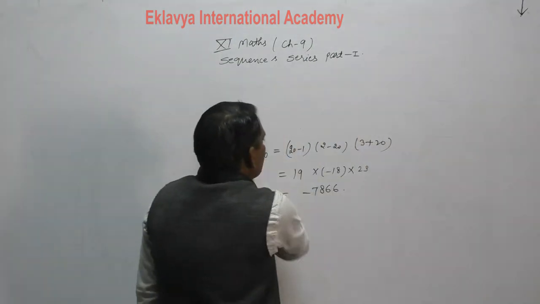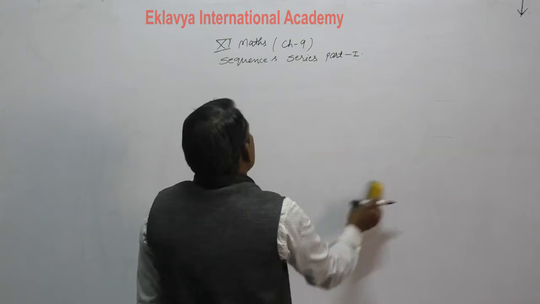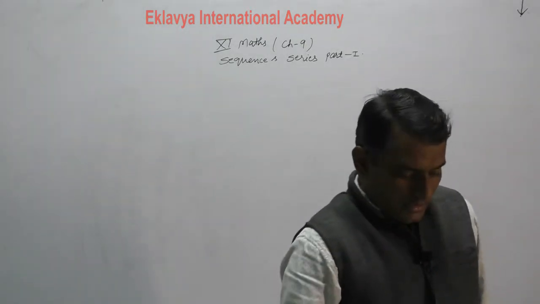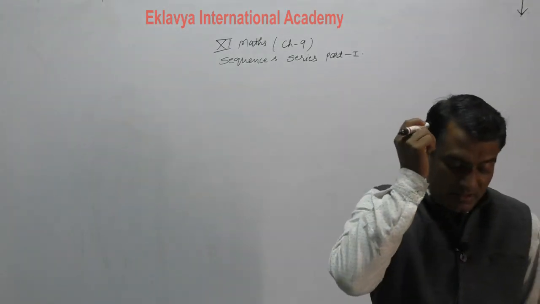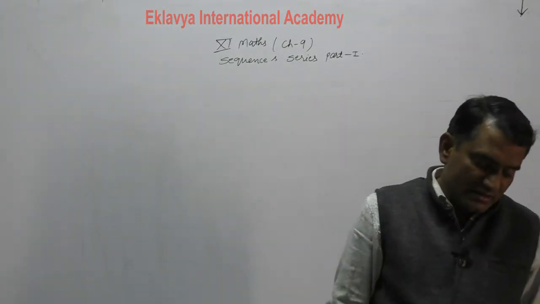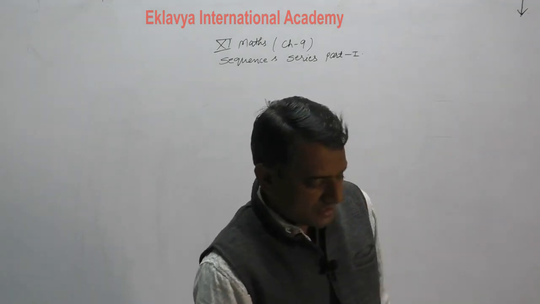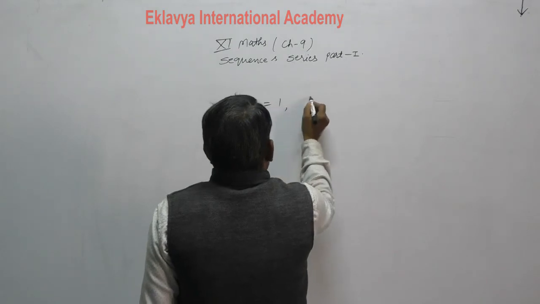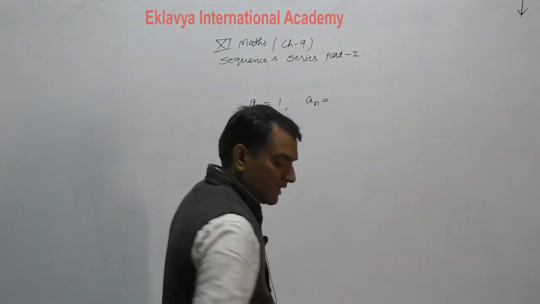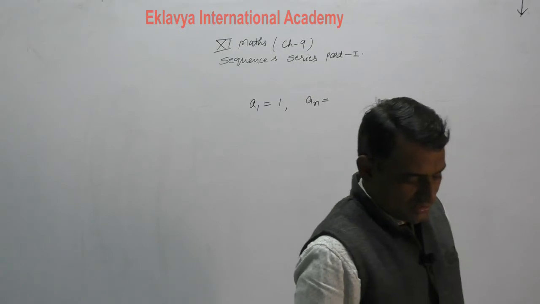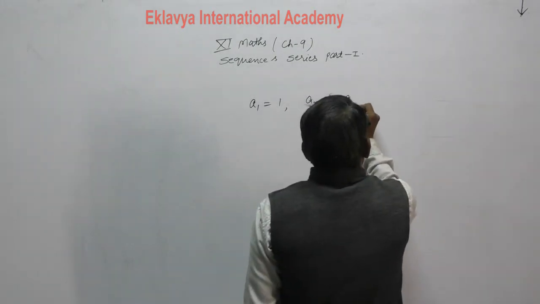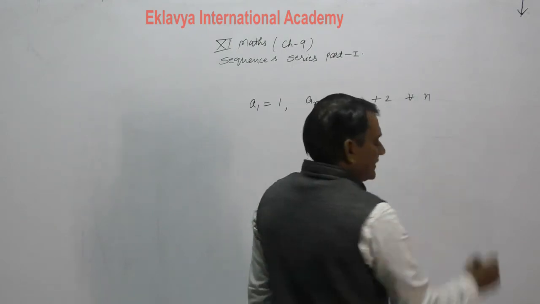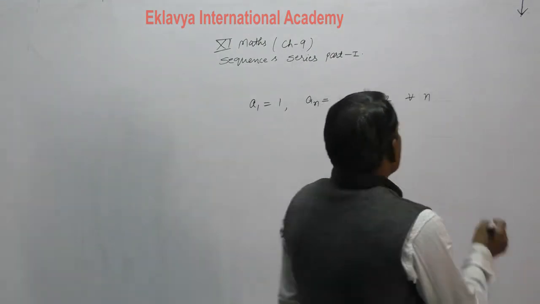It is not having a measure, because this is general productivity that we are calculating now. Next example: given the sequence A and B, where a1 is 1 and an is given as a(n-1) plus 2 for every n greater than or equal to 2.